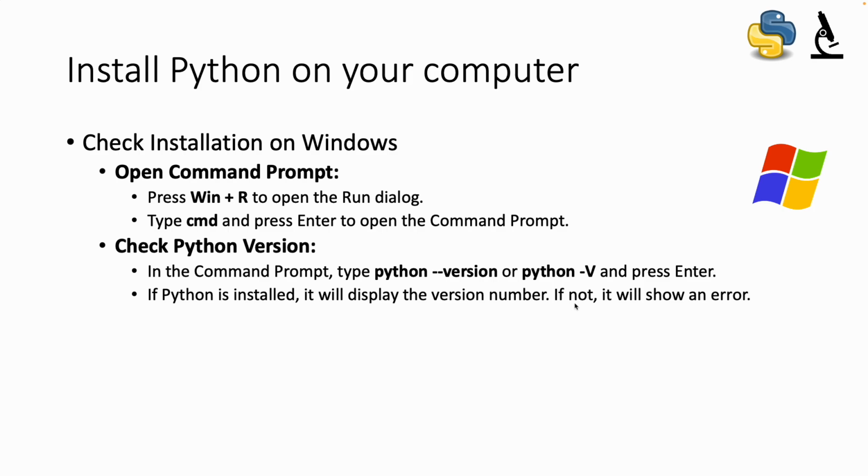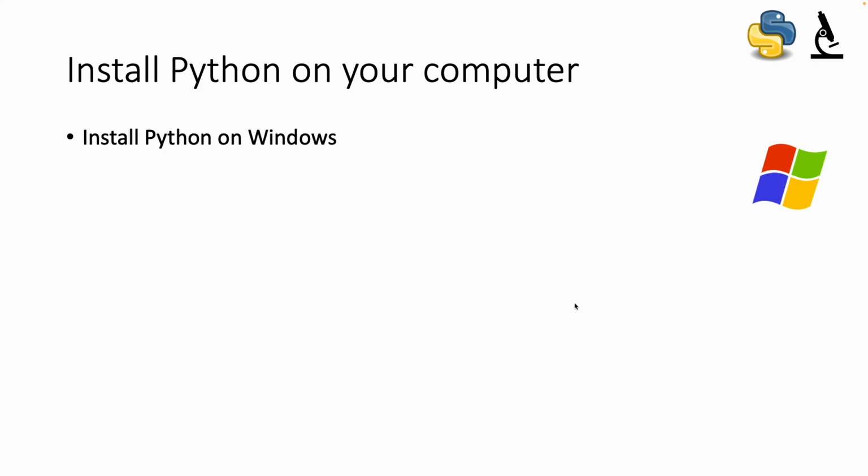Next, you want to check the Python version. In the command prompt, you can type python space minus minus version or python minus V and press Enter. And if Python is already installed, it will display the version number. If not, it will show an error. Now, how do you go ahead?